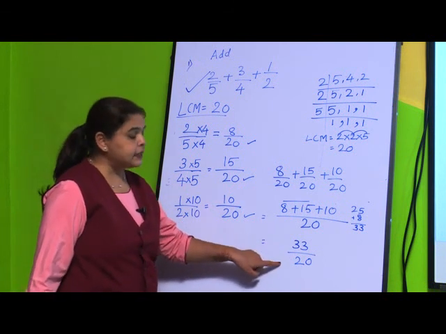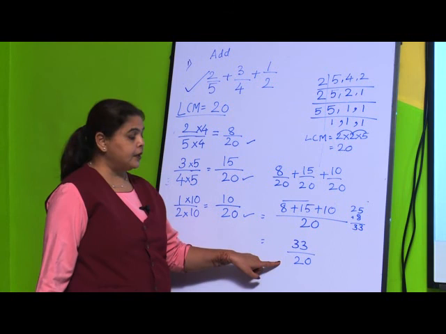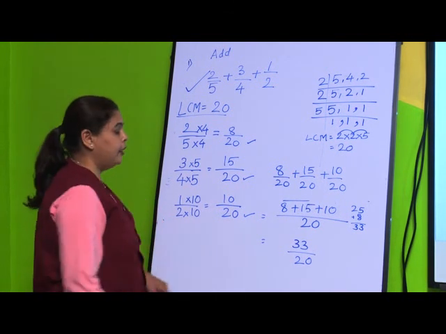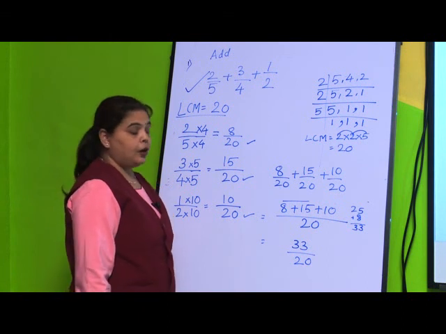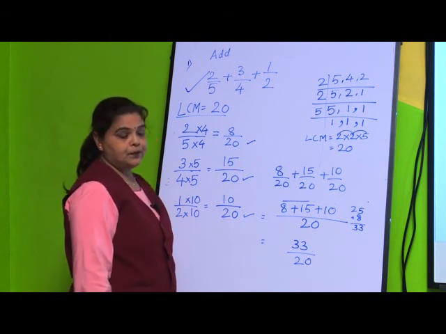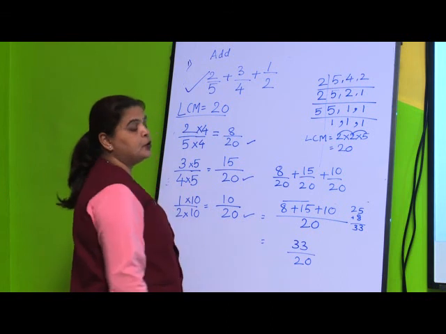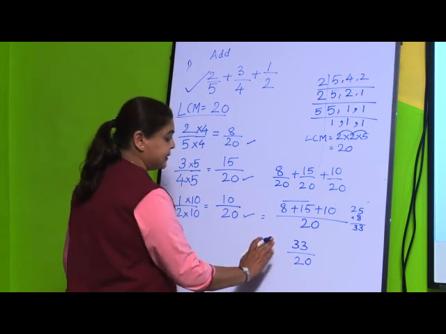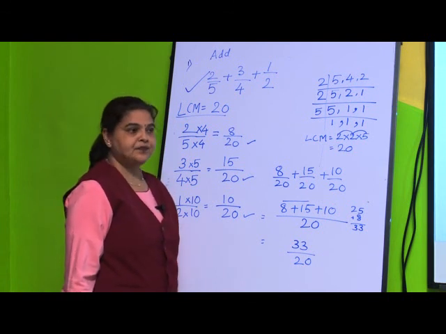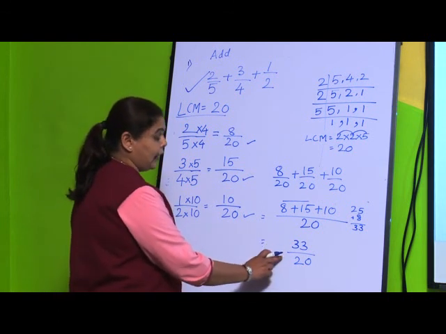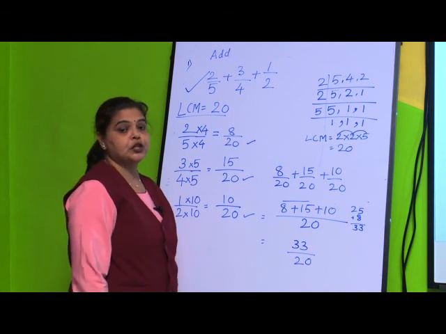So is this fraction able to be reduced? If we have the same even number in both the numerator and the denominator, we can reduce. But this fraction is unable to reduce, so we will keep it as it is. Here, can you see what type of fraction it is? Yes, you are right, it is an improper fraction.